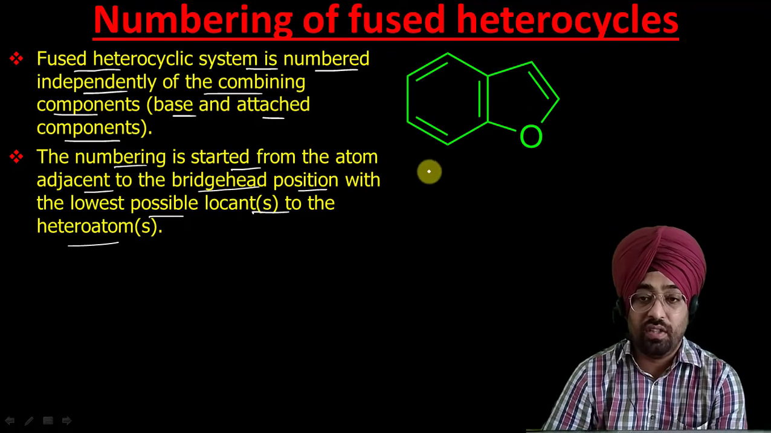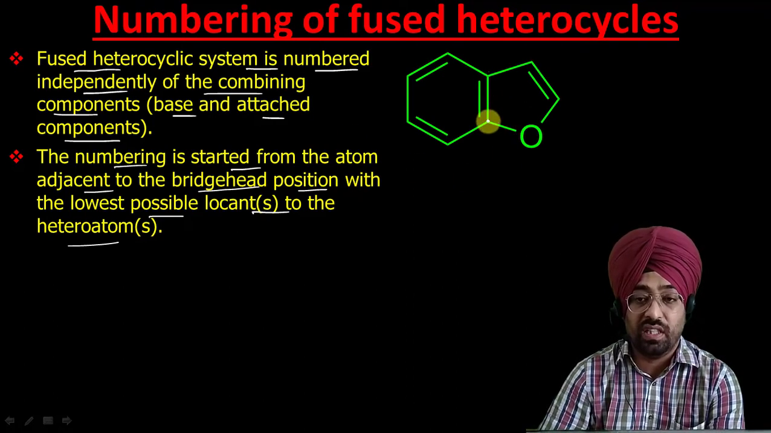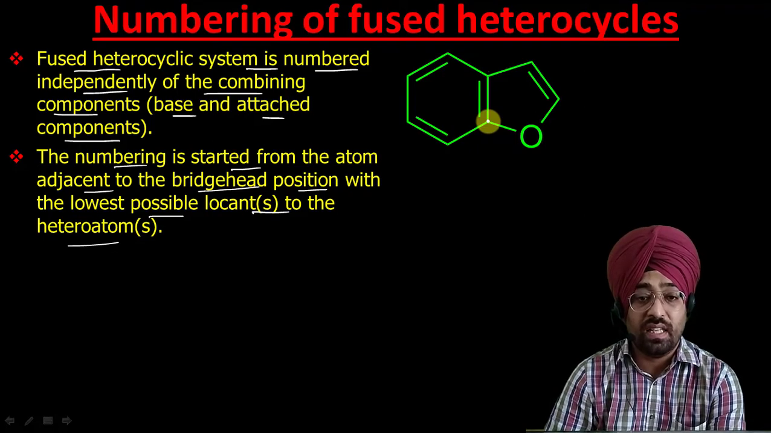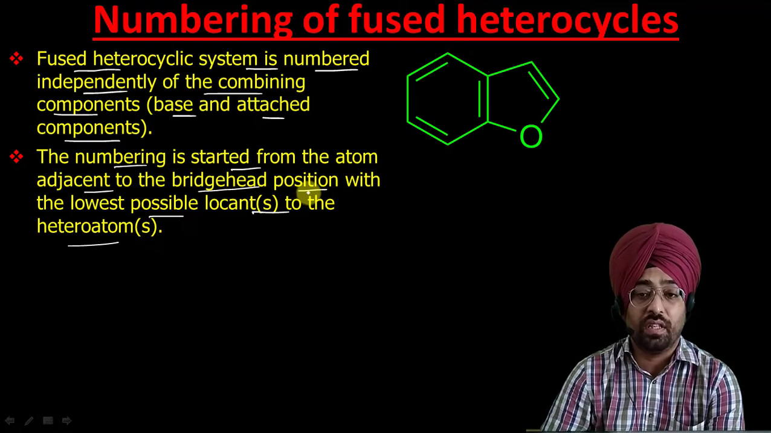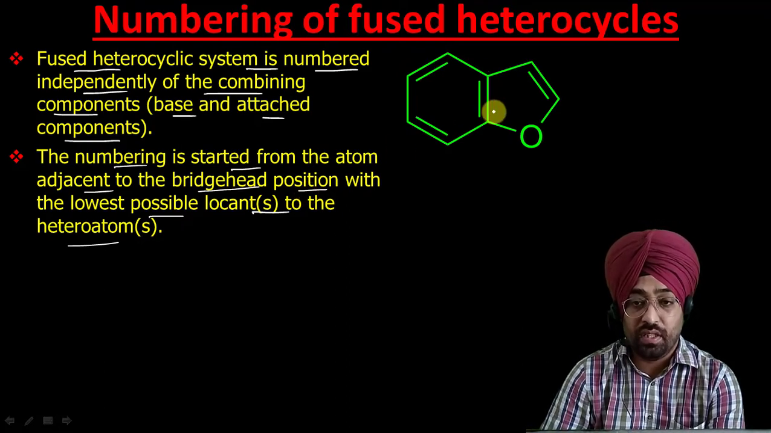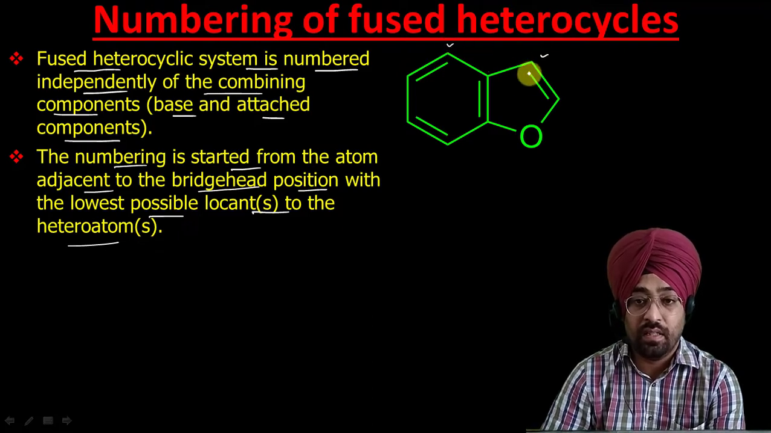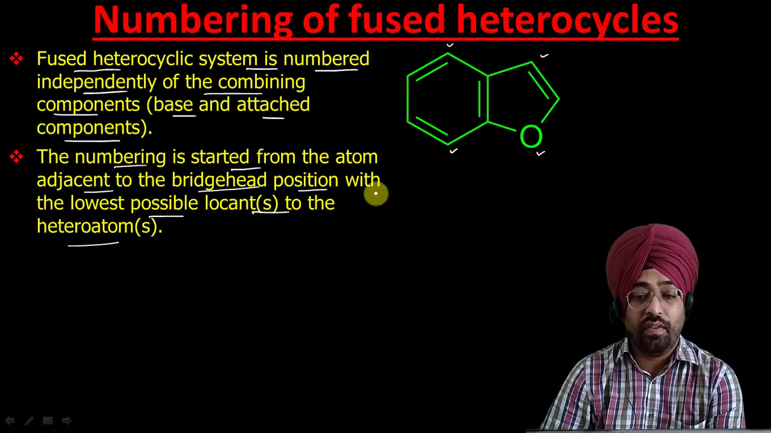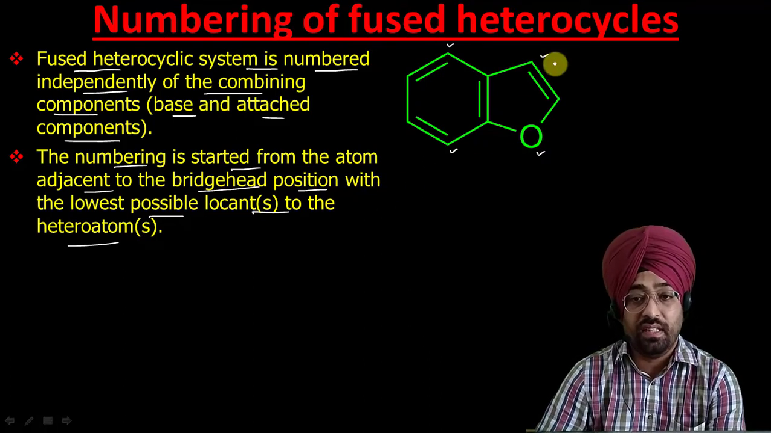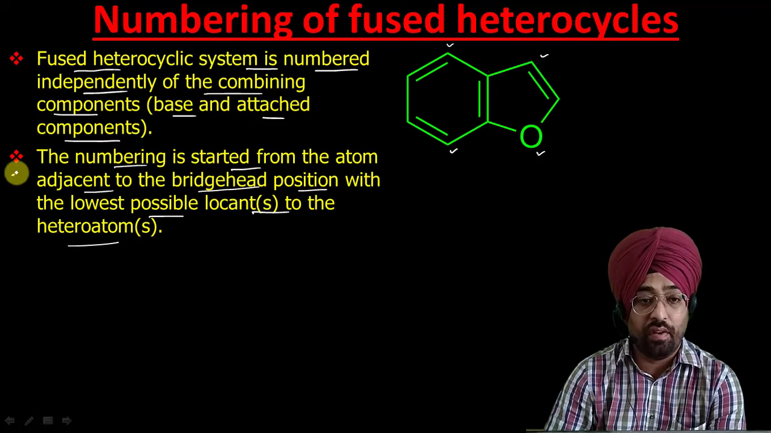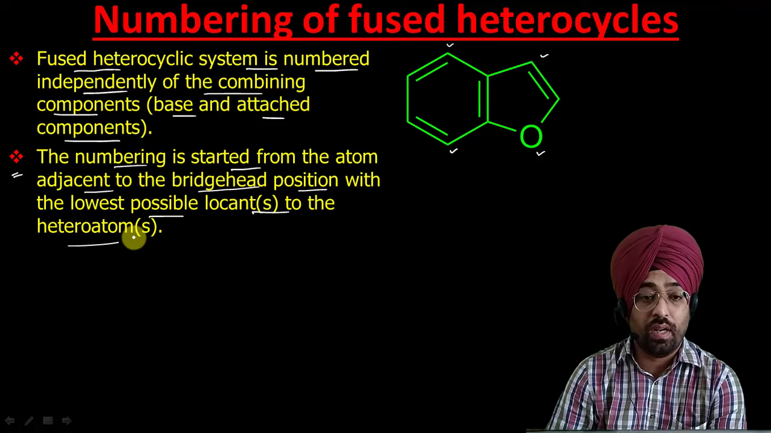These two positions which are involved in the fusion are called bridgehead positions. The rule says that numbering is started from the atom adjacent to the bridgehead position. Now these are two bridgehead positions, so the atoms adjacent to these are this, this and this. These are 4 atoms adjacent to the bridgehead atoms. So we can start numbering from any of these atoms, but we have to follow the rule that we give the lowest possible locant to the heteroatom.